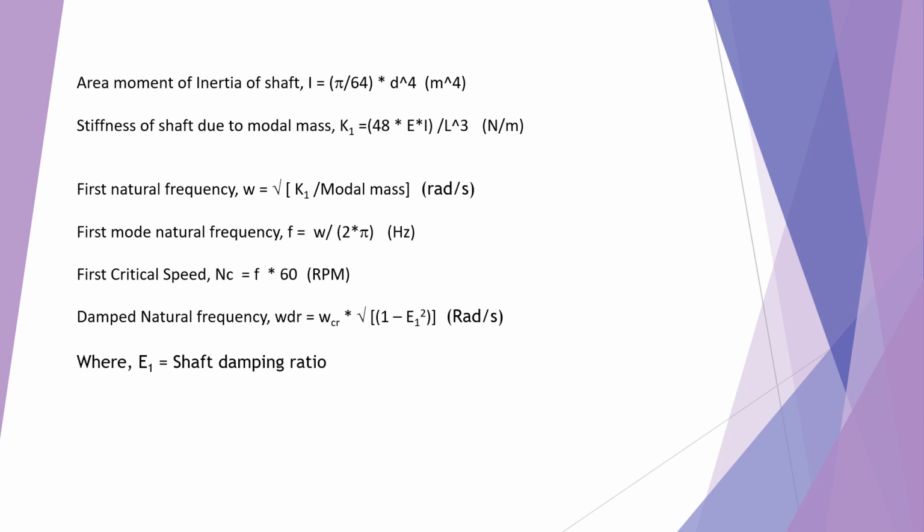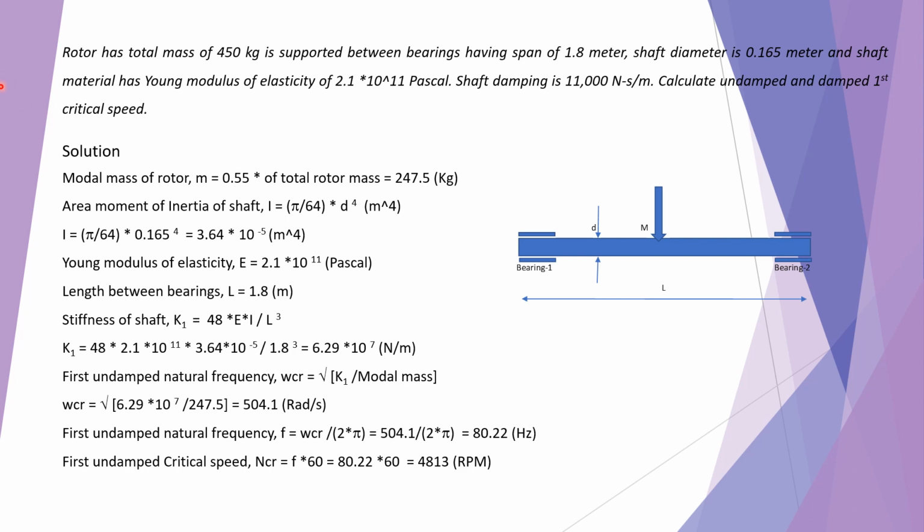The first natural frequency is calculated as omega, or W, is equal to the square root of K1 upon modal mass. The first natural frequency in hertz is equal to W upon 2 pi, and the first critical speed is equal to F into 60. So the damped natural frequency will be omega DR, or W DR, is equal to omega CR into the square root of 1 minus E1 square bracket close. So E1 is the shaft damping ratio.